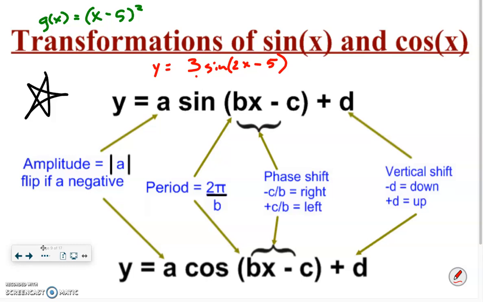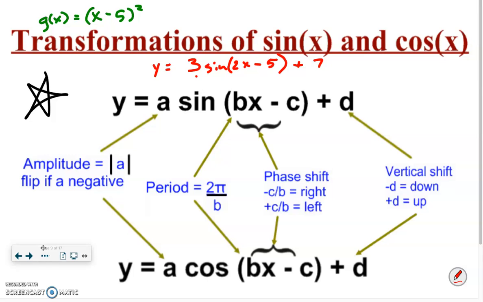And then finally, d, that's the constant that's being added to the entire thing. So if we had something like plus 7, if you had to guess, what do you suppose that's going to do? That's going to shift things up 7. And if that's what you're thinking, that's exactly right. Okay? So again, a is the coefficient that's out in front of the entire trig function. b is the coefficient just in front of the x. c is the amount being subtracted. We need to remember that.